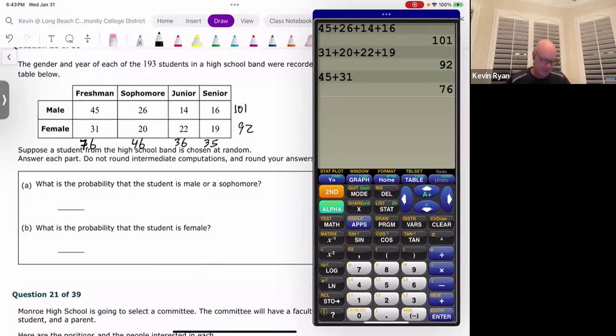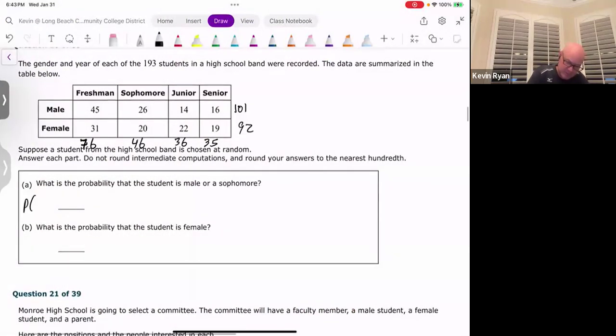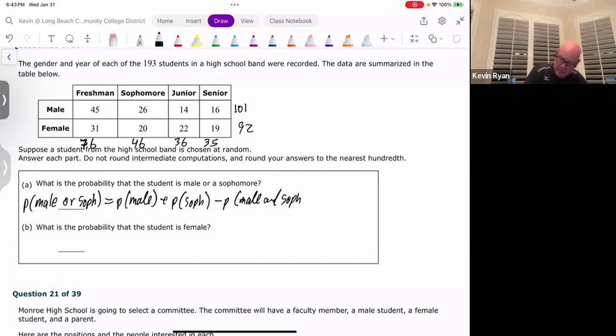Okay, here we go. Probability the student is male or sophomore. I need more space for this one. This is the general counting rule. All right, so this is going to be 101 over 193 plus 46 over 193 minus sophomore male, that's 26 out of 193.